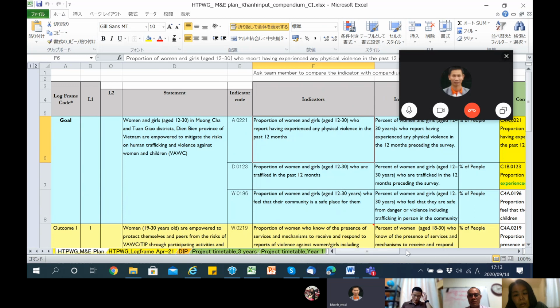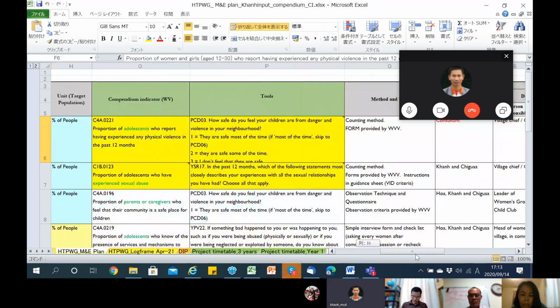Also, for example, he asked me about violence. What does violent mean? Our definition of physical violence. For example, you can come with a goal.